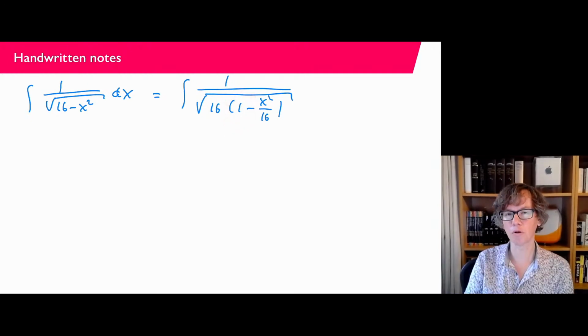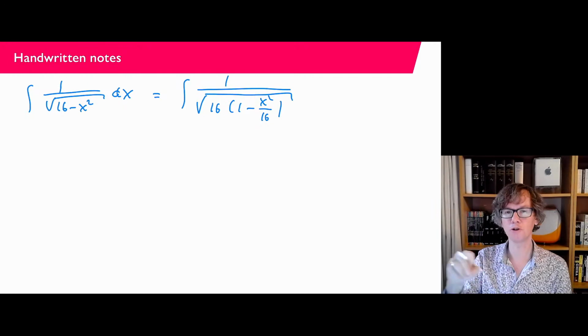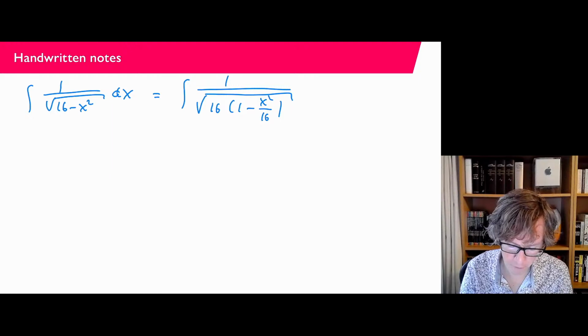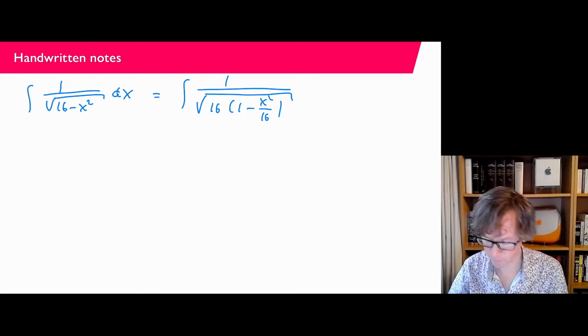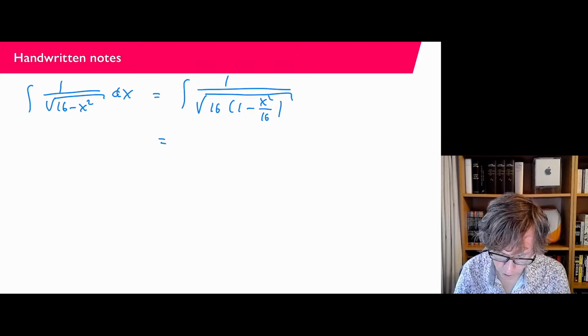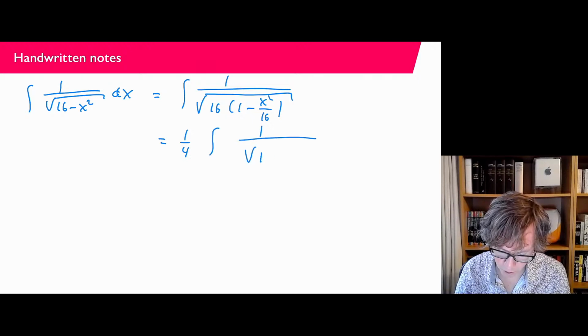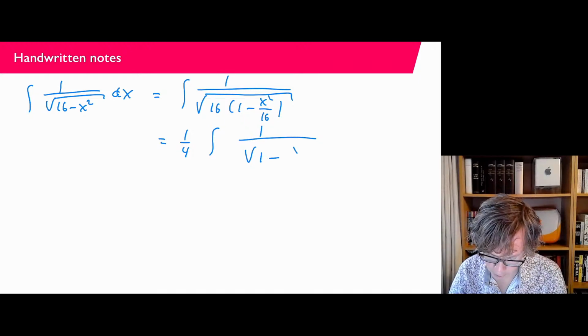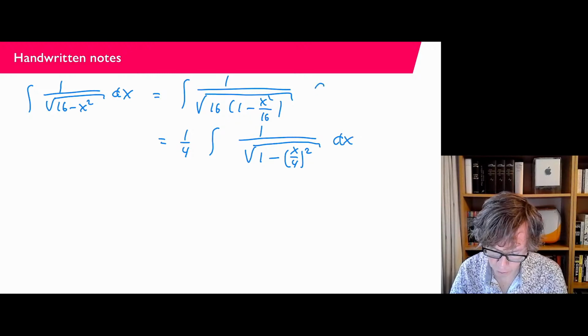Because I know the integral of 1 over square root of 1 minus u squared du is an arcsine. So I'm going to write it as the derivative of an arcsine of something. The square root of 16 is 4, so I'm going to write 1 over 4 in front of the integral. And then I'm left with the square root of 1 minus x squared over 16, which I'm going to write as (x over 4) squared, dx.